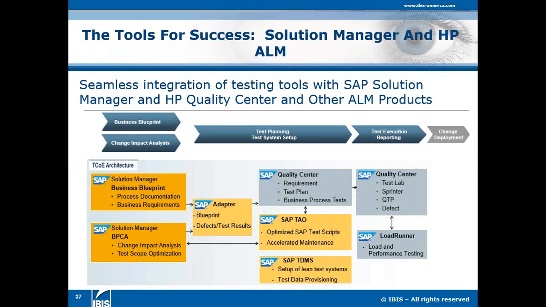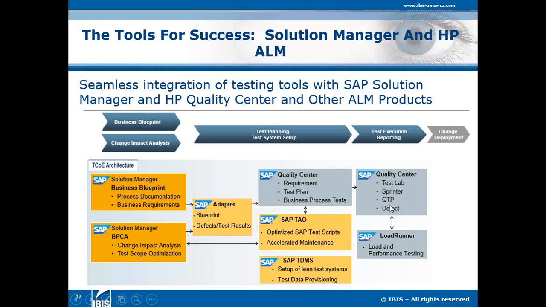Solution Manager and HP ALM. I kind of look at this as two different slides rolled into one. Again, I'm seeing I have a blueprint which details my business processes and my documentation. I have the adapter that allows me to push that detail over into HP Quality Center where I have requirements traceability and test plan. I create my tests. Once my tests are created, I go over into Test Lab and I can execute my test. I have different tools to help me do some manual or automated testing.